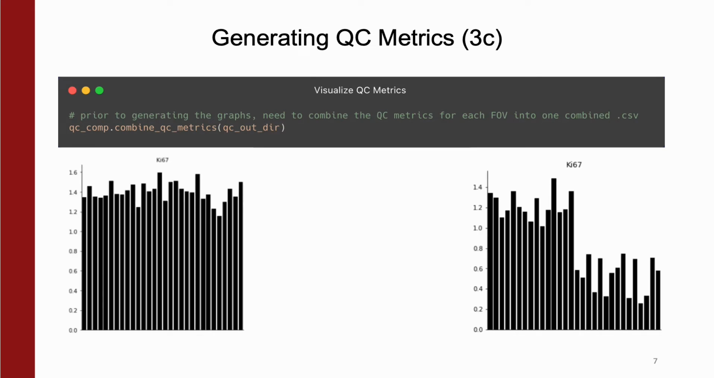For example, if we look at KI67, on the left, we have an acceptable plot. As you can see, there's a slight decline, but it's mostly very steady. However, on the right, we have a very bad, almost exponential decline. This indicates that something went wrong here.